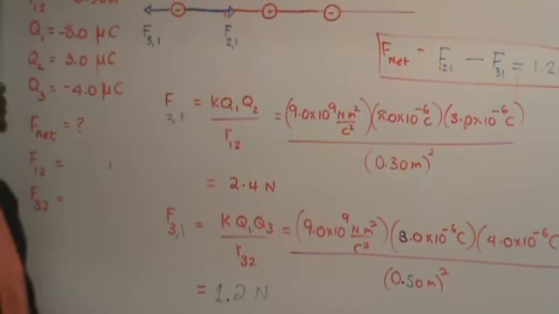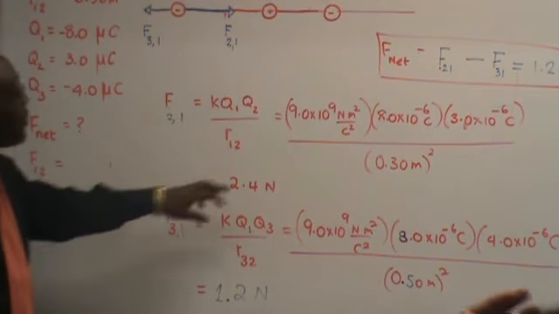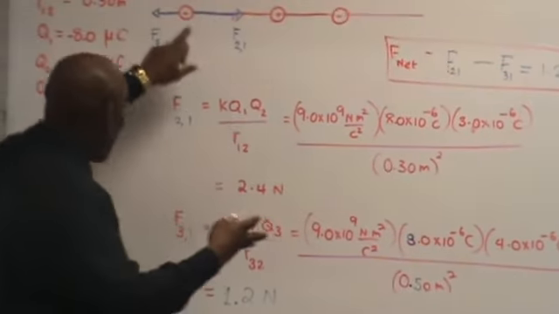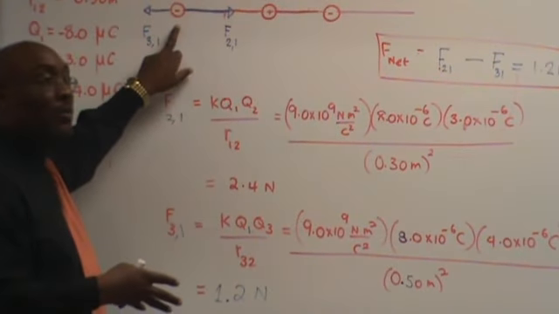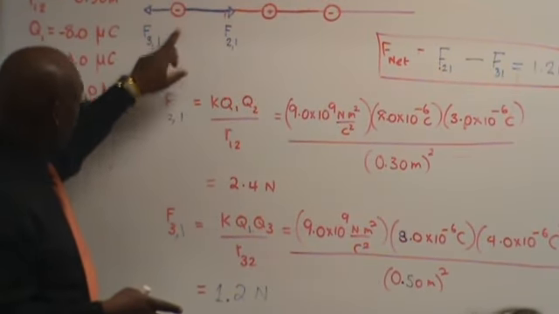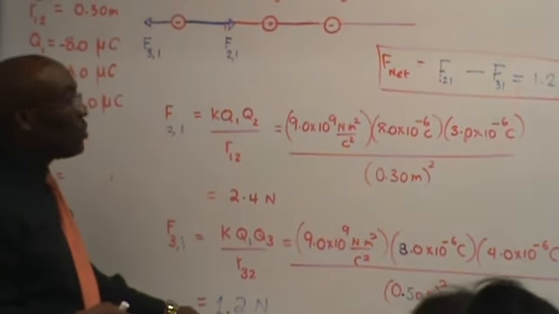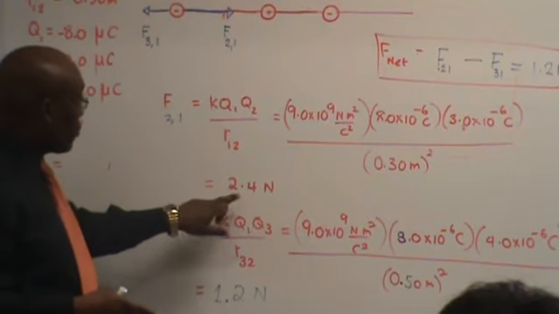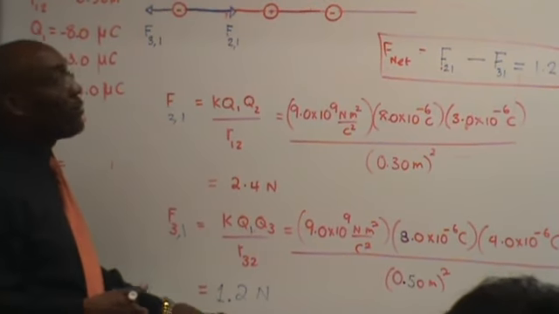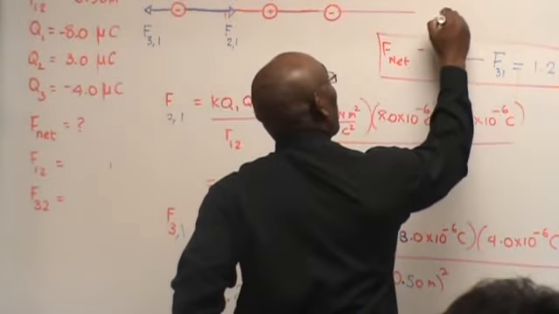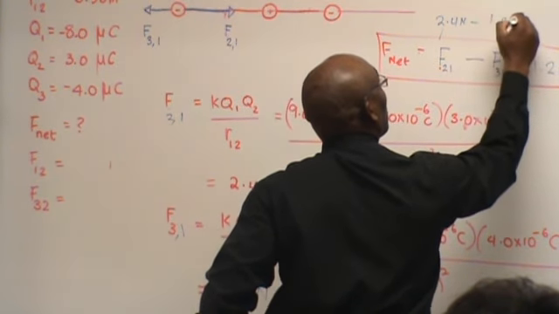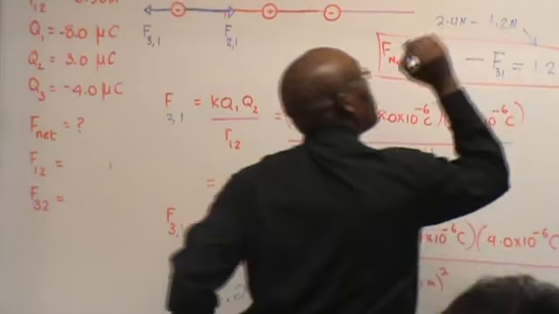The net force, the overall force. What's F of 3 on 1? It's 1.2. And this is 2.4. So it's 2.4 minus 1.2. I didn't write it in. 2.4 minus 1.2, okay, gives us that.